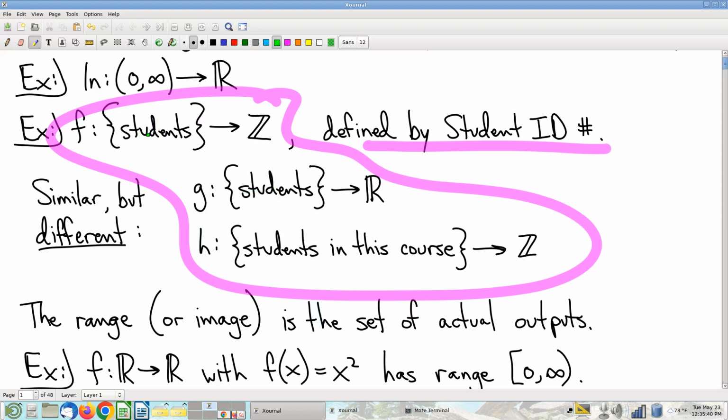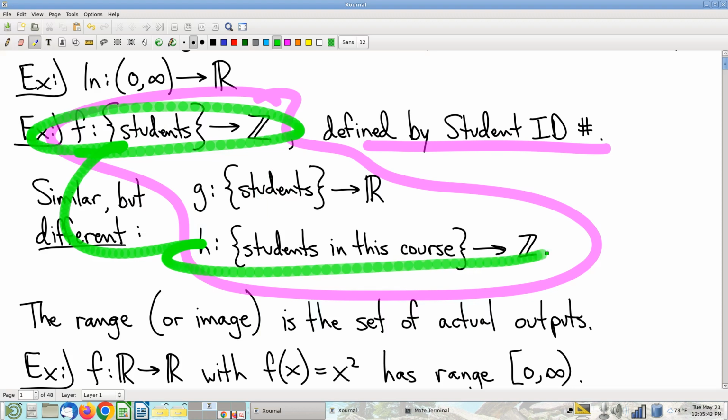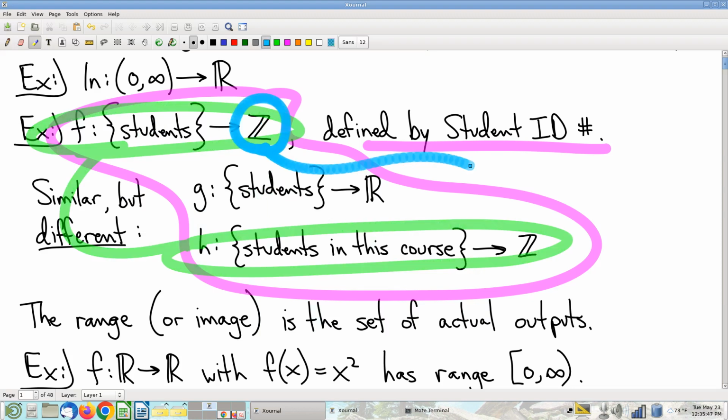All right, what about this function and this function? Again, same formula, and this time, notice, same target even. The difference here is that the first function is defined for all students, and this second one is not. This second was defined only for students in this course. Again, it seems fussy and silly, right? But it's going to matter. We need to distinguish these as different functions, again, for reasons that will become clear at the bottom of this page. Okay.